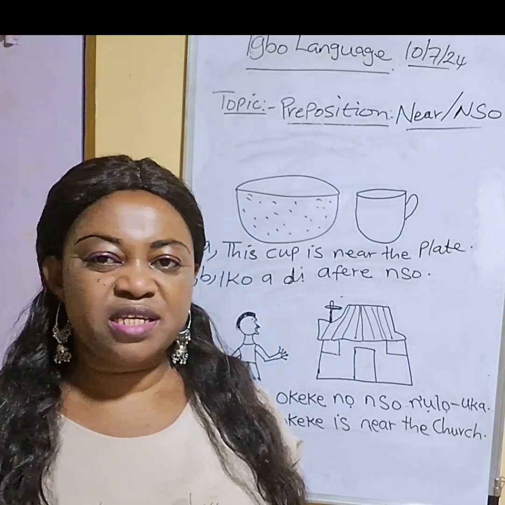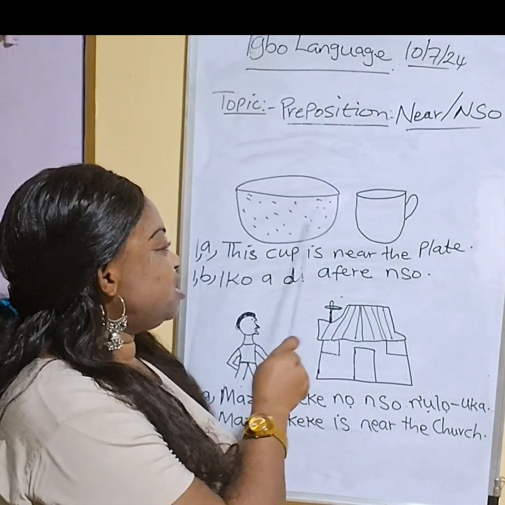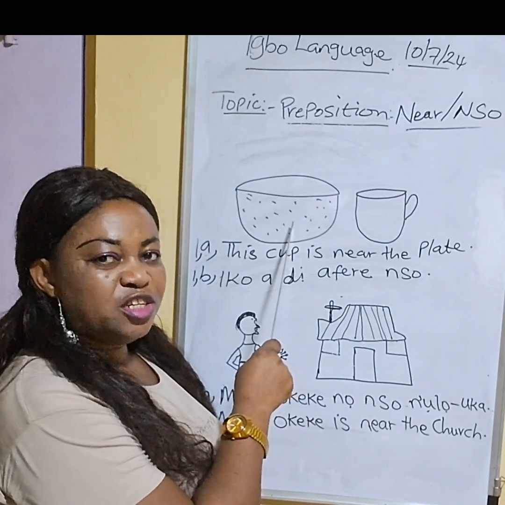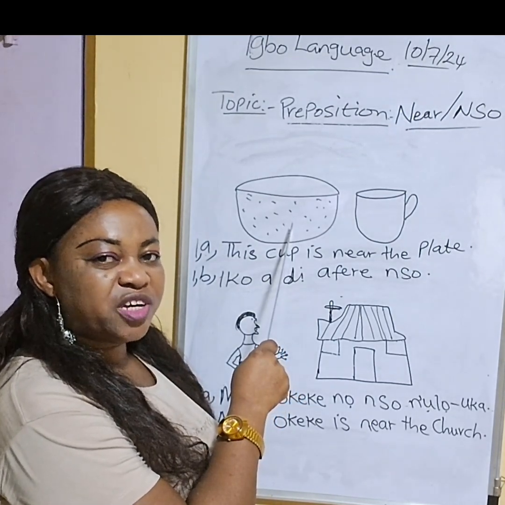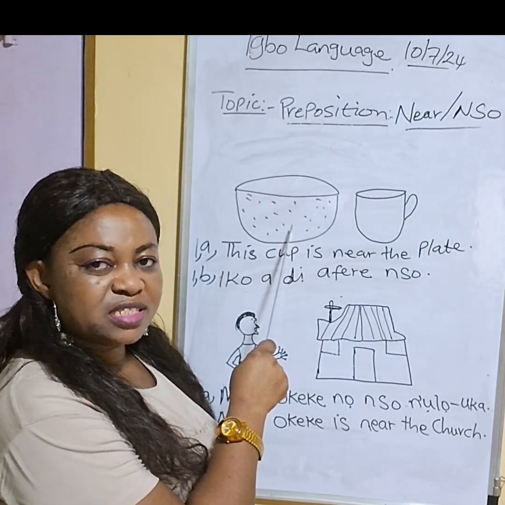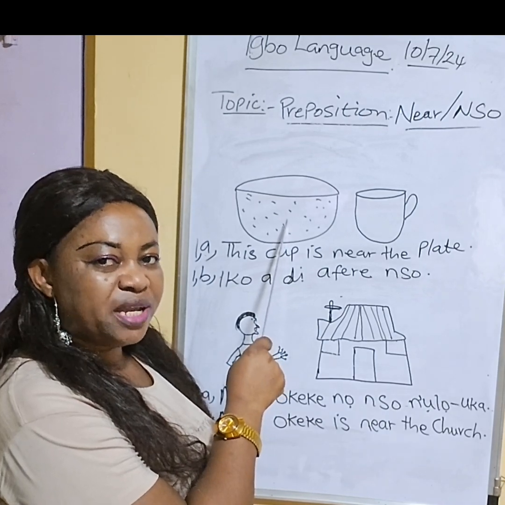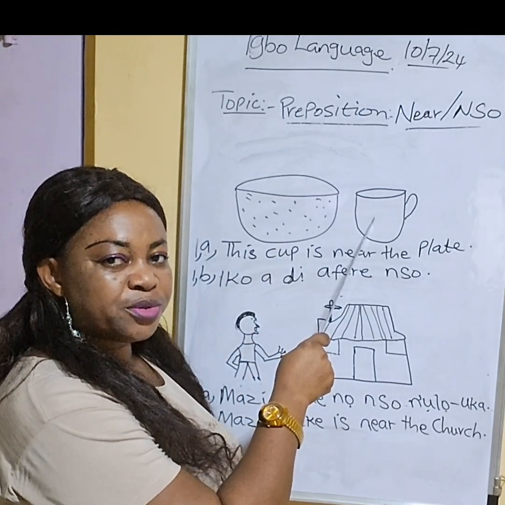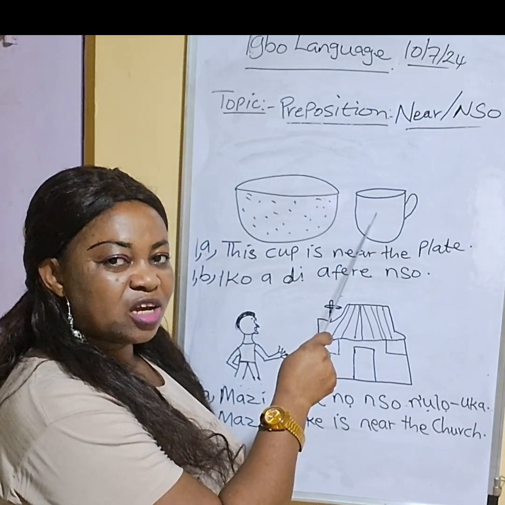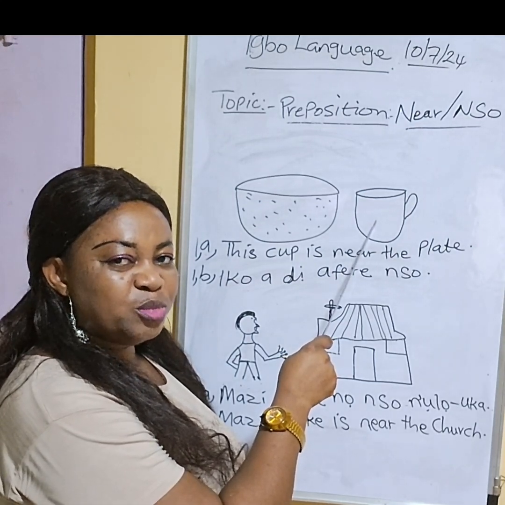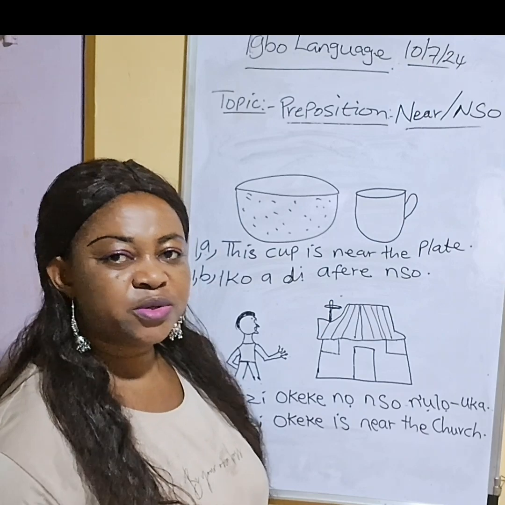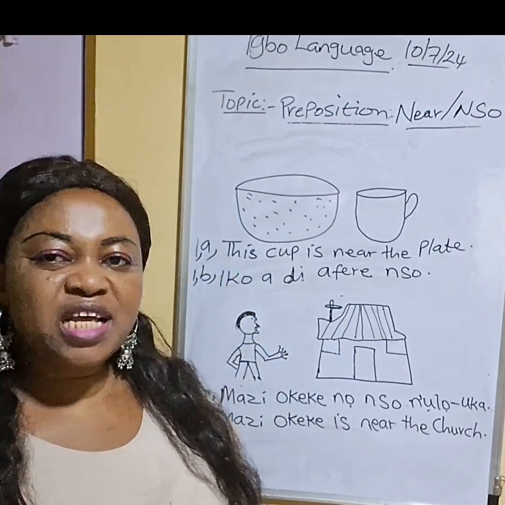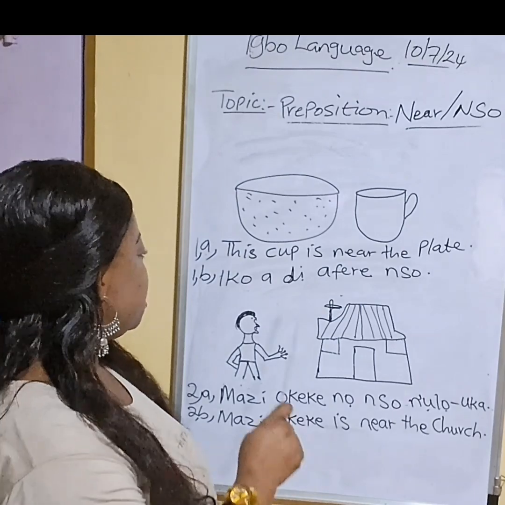Let's see them in sentences. You can see these two objects. This is a plate. In Igbo, it is called afere. Class, say it. Afere. Plate, afere. This is also a cup. Say it. A cup. Cup in Igbo, it means iko. Iko. Okay.